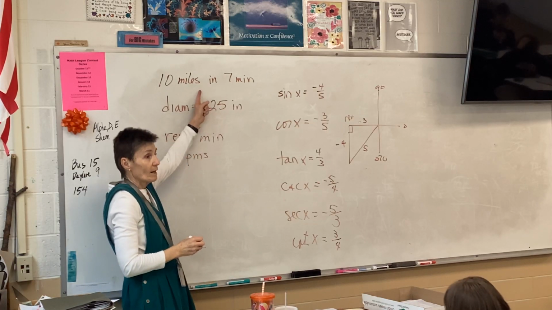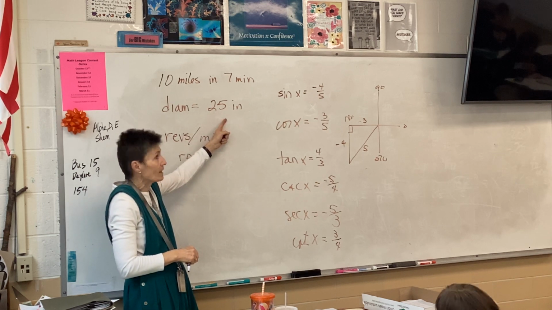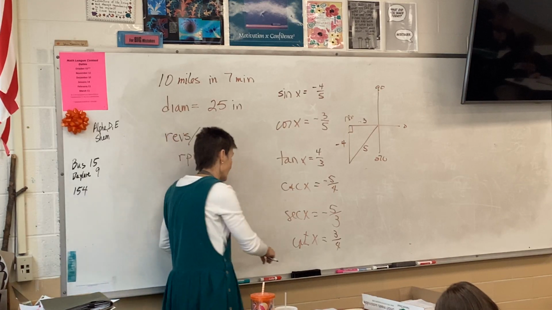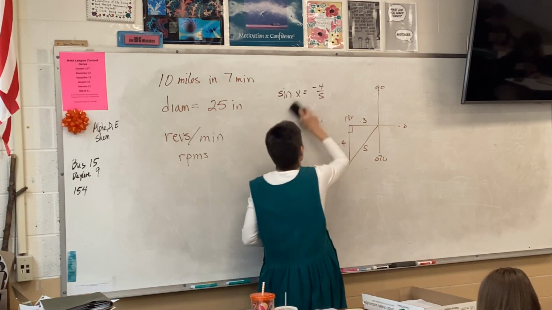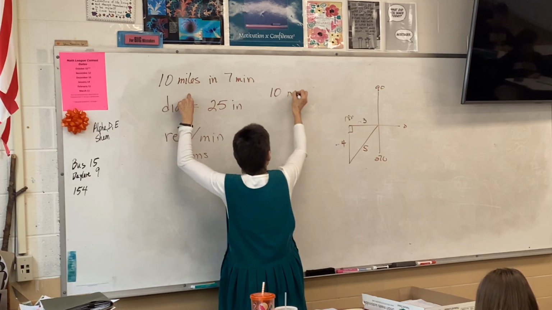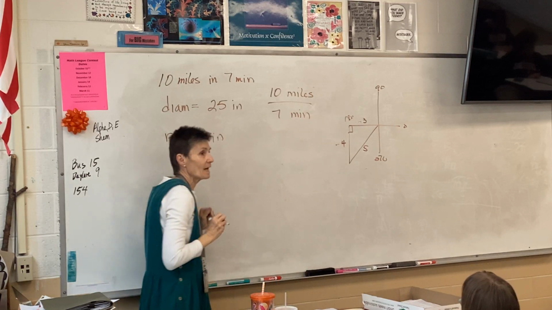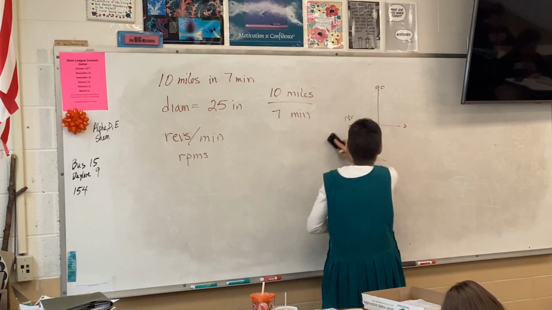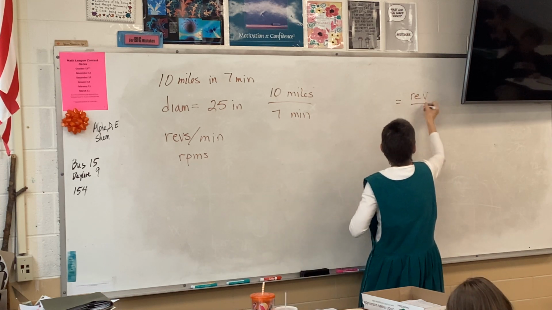So this is what I know. I go 10 miles in 7 minutes on a vehicle that has tires that are 25 inches in diameter, and I want to know how many revolutions per minute my tires are making. Okay, so you know what this is going to be, right? I'm going to start with what I know, which is right here, 10 miles, 7 minutes. Would you agree with that? Yeah. And somehow I've got to get from there to revolutions per minute.